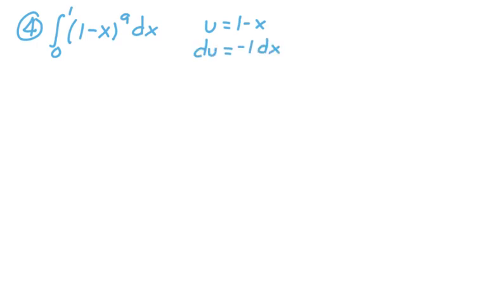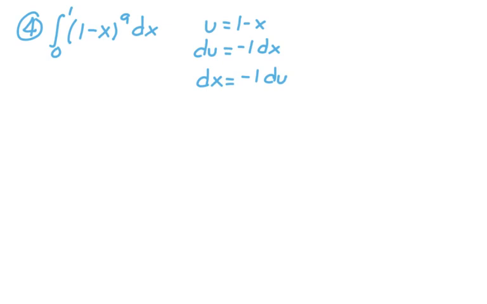So suppose we have the integral from 0 to 1 of 1 minus x to the ninth dx. Now, this can be done by u substitution. And so I'm going to let u equal 1 minus x. My du is negative 1 dx. dx is negative 1 du.